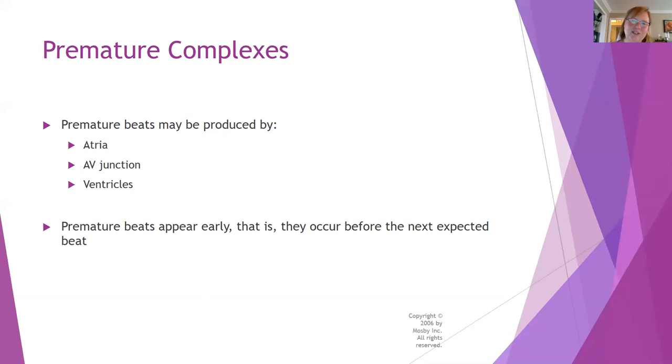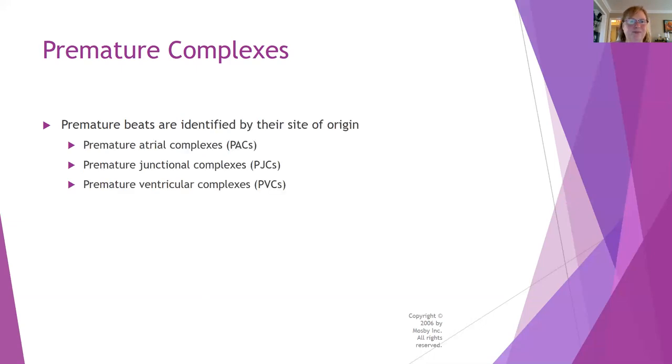And there's a really important differentiation here because sometimes we see escape beats or rescue beats, and those are beats that happen late. So you've missed the window where your next beat should come, and someone else somewhere in the system saves you, starts to beat, because of that redundancy we've talked about. In premature beats, it's not that. You've got an underlying normal rhythm, and before the rhythm has a chance to move through its entire depolarization, repolarization, and begin again, another part of that conduction system initiates a beat.